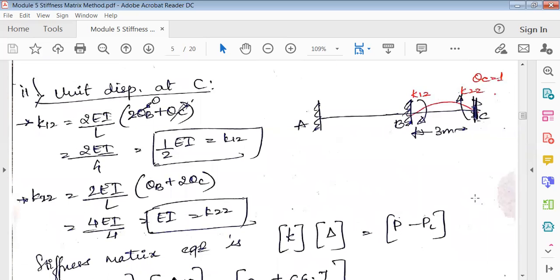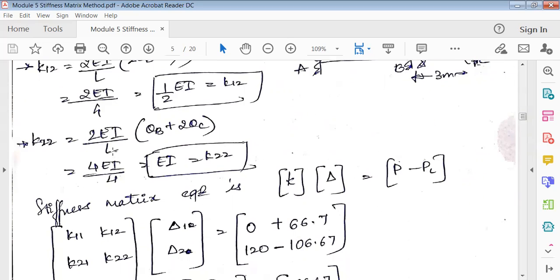Similarly, find out K22. So K22 is nothing but 2EI by L, then CB. Okay, so CB is again 2 times theta C plus theta B. You can write it in order only. So theta B, wherever the joint is there, you have to multiply with 2.